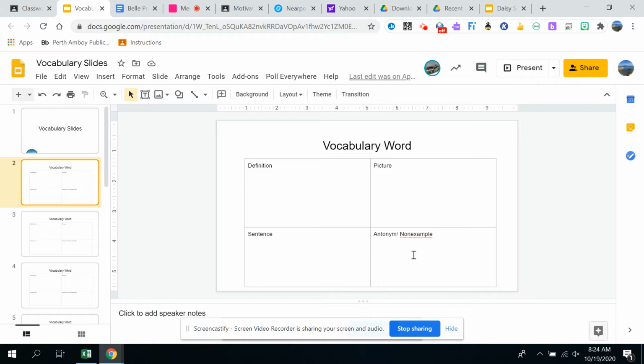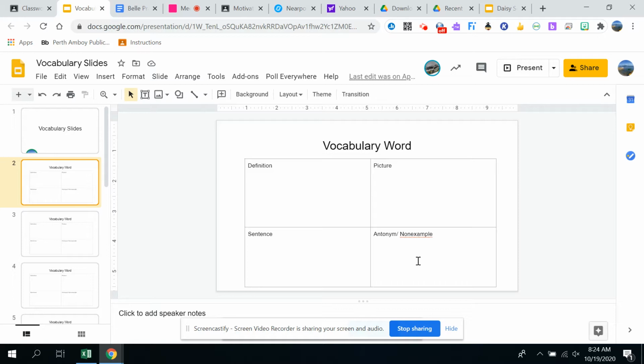Okay? And then on the bottom right, you should either put an antonym for the word. An antonym is the word that means opposite. Or a non-example. So some words don't have perfect antonyms, right? There may not be a perfect opposite for the word. So what I want you to find is just something that isn't it, right?